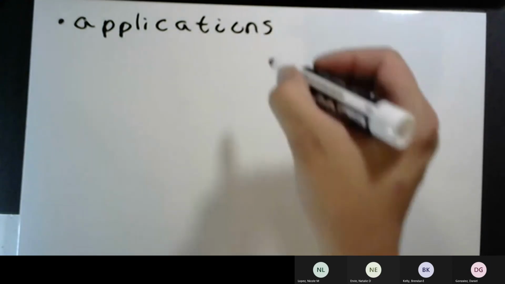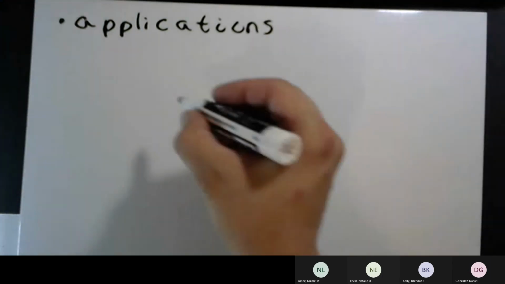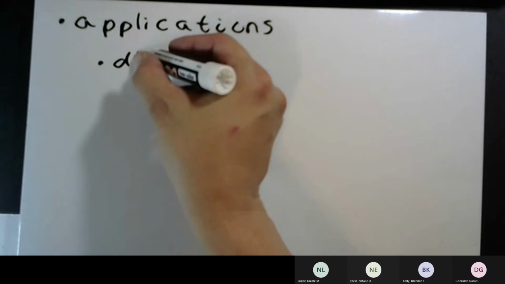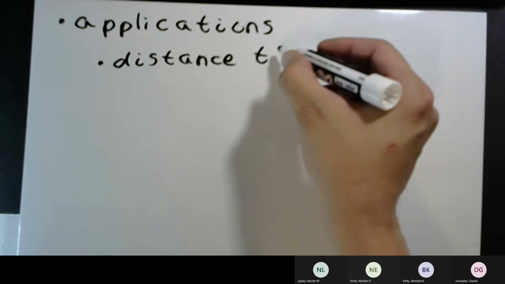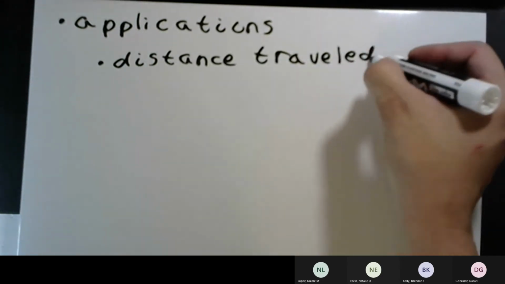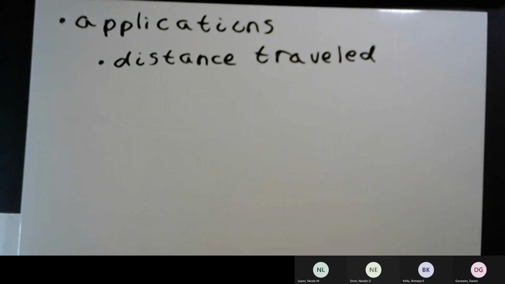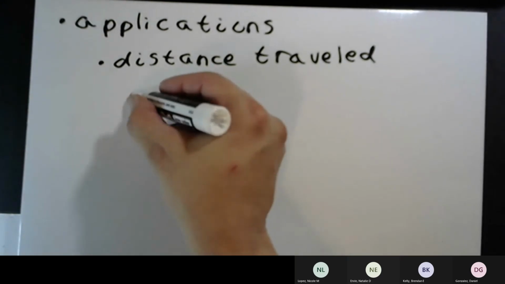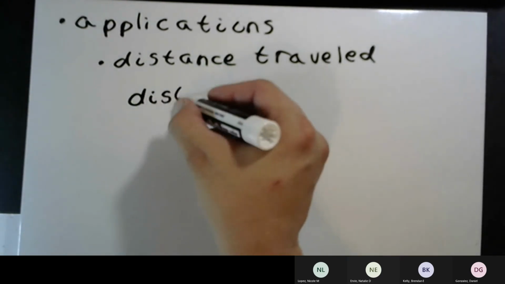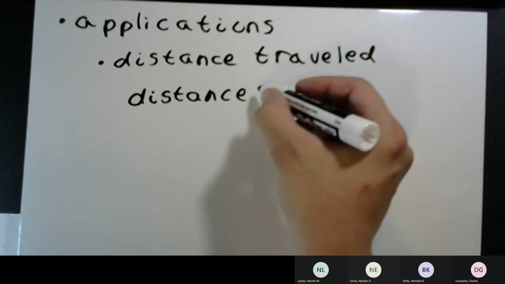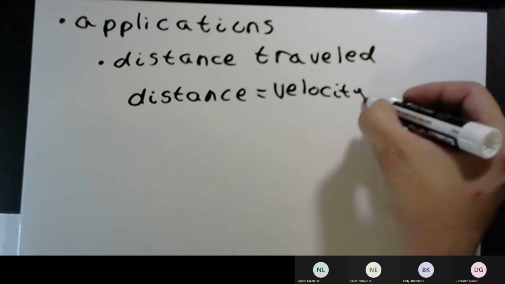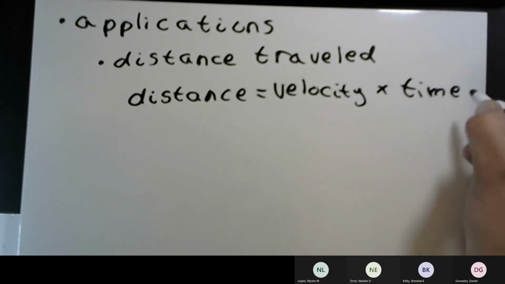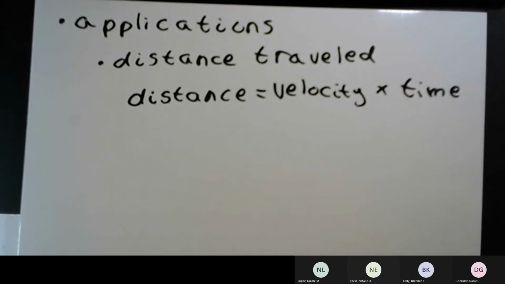So we're going to look at some applications. And the first one is what's called distance traveled. And the idea is this. Distance is velocity times time. Distance is velocity multiplied by time.